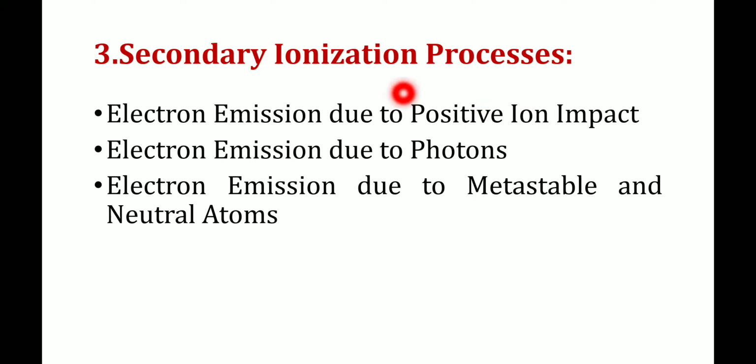So the positive ion impact: these positive ions are formed due to the ionization by collision process. We already discussed ionization by collision, right? So the electrons get emitted due to the impact of the incident positive ions. These positive ions are formed by the ionization by collision process or with the help of the photoionization process.